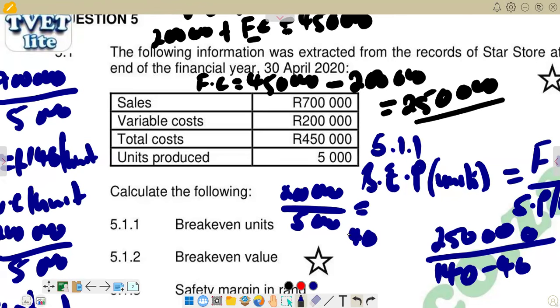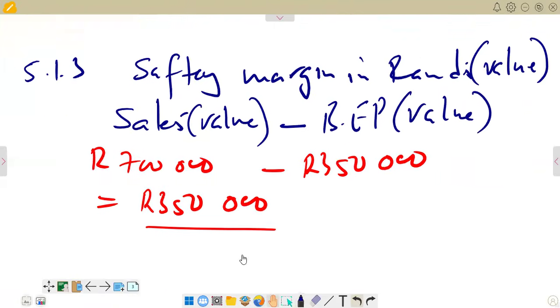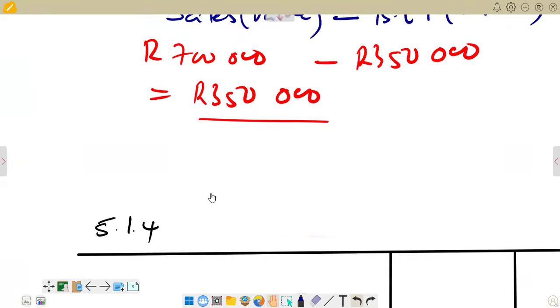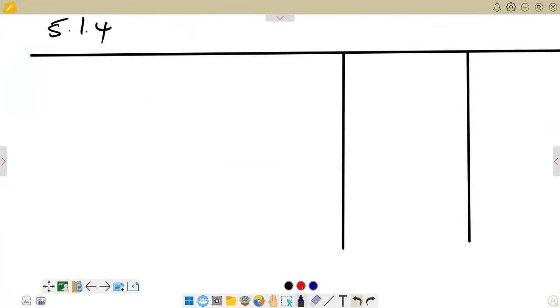200,000 divided by 5,000, you are going to get your 40. So 40 rand per unit, which means we've got 40 rand per unit as our variable cost per unit. Then we multiply the number of units, 2,500, by the variable cost to get the variable cost value at break-even point. Now this is the representation calculating the profit at break-even point, which is supposed to be 0. This is what we want to prove.